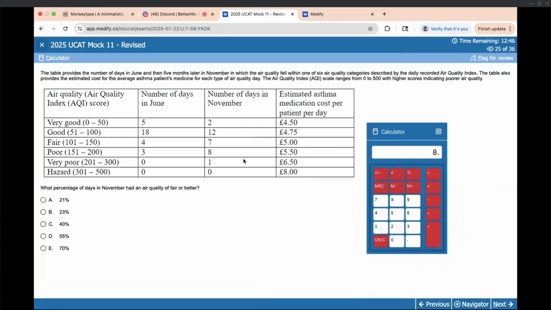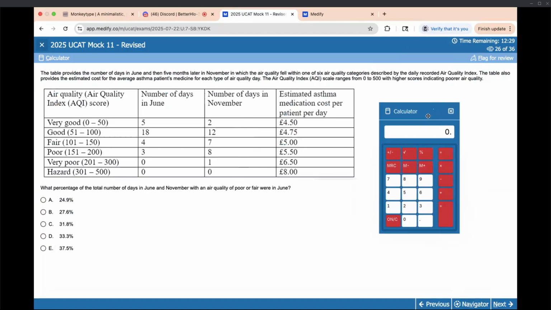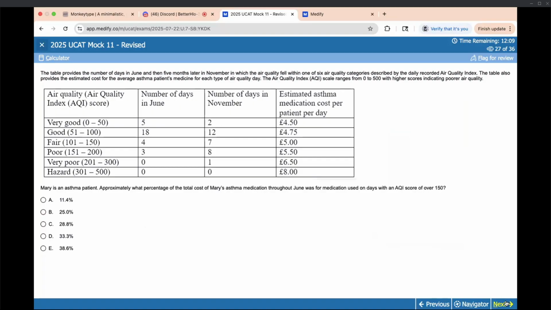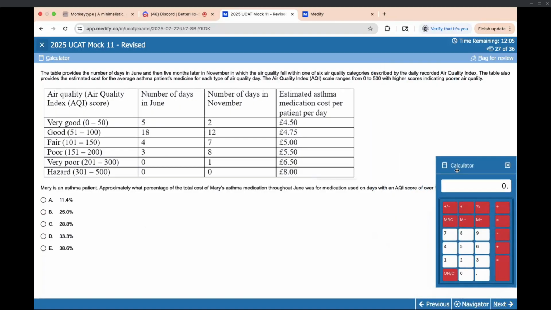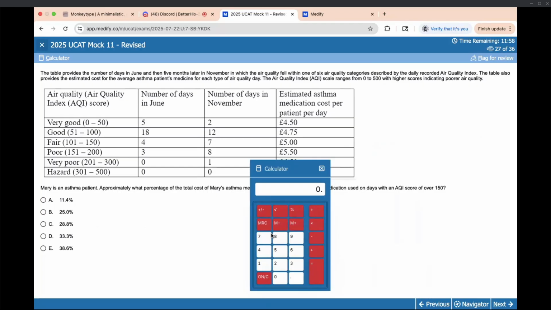So I need to add these. So 30. And then I have 2 plus 12 plus 7, so I have 21. And 21 divided by 30 is 70% of all of those. 3 plus 4, and then plus 8, that's 15, so 7 plus 15 is 22. So 22 of the days of fair, so 7 of them. So 31.8 over 150. Bro, that's annoying.